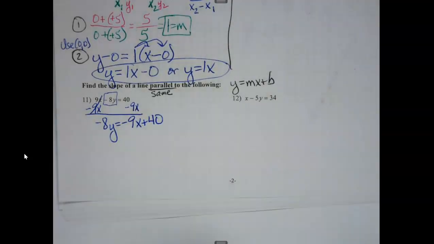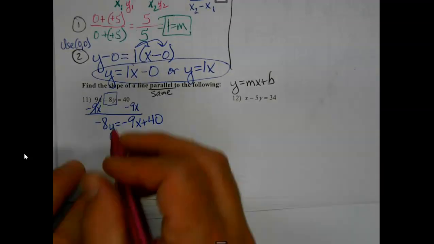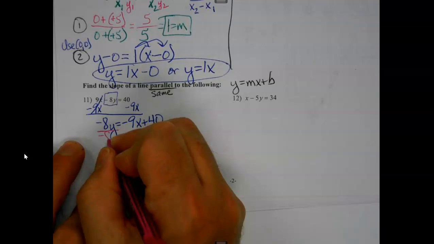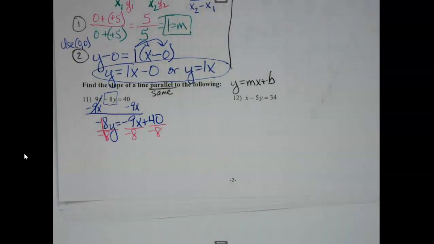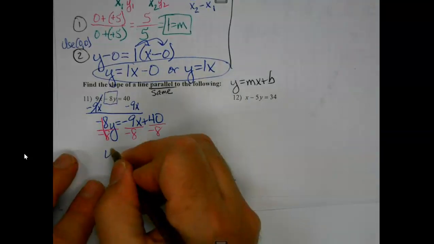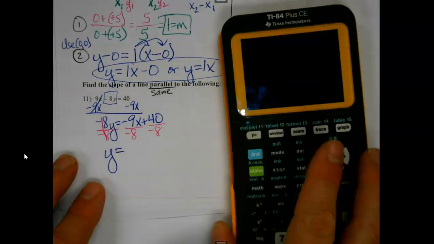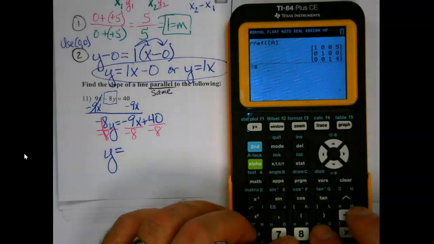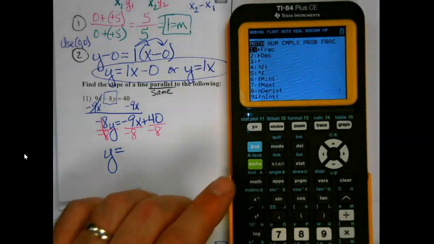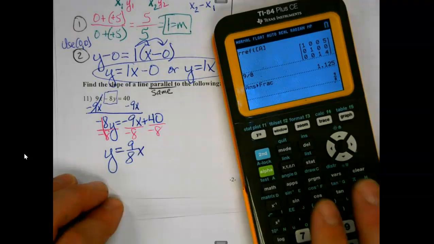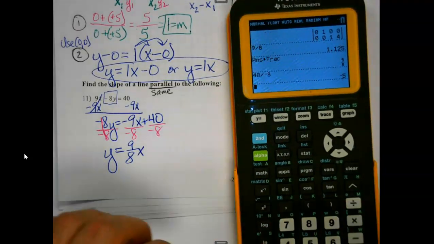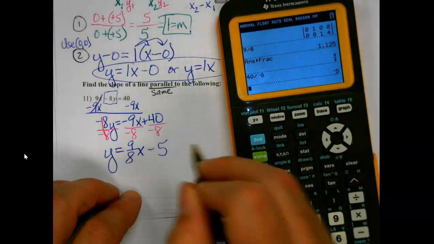Now this is going to get a little goofy though. So I get to this point and I'm like, okay, so now what? Well, I got to divide everything by -8. So those go away. 9 divided by 8. We don't do decimals there. Okay, 9 over 8. And then 40 divided by -8 is -5.